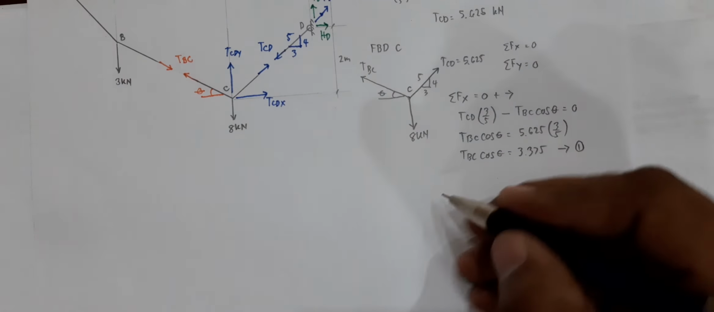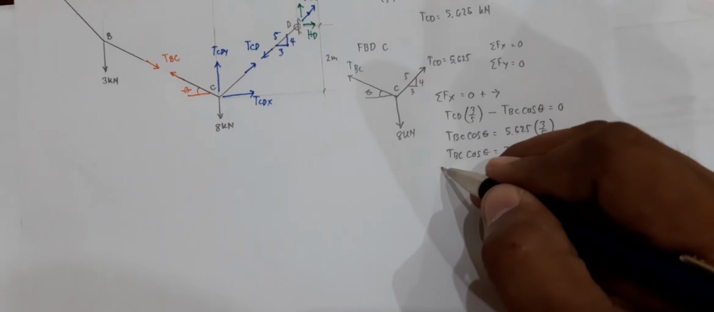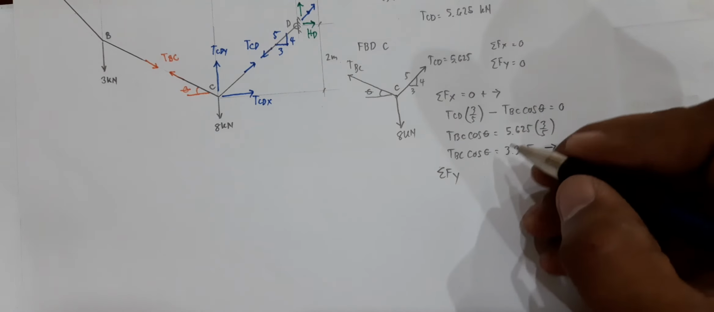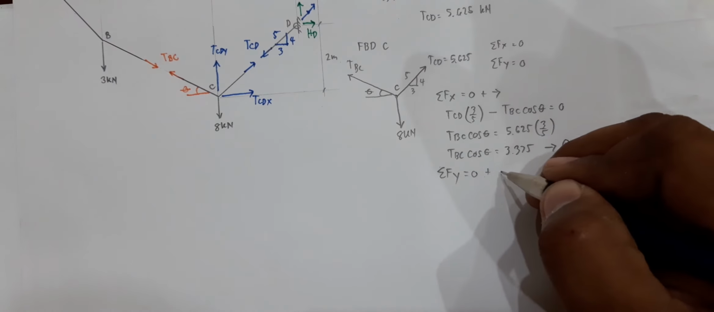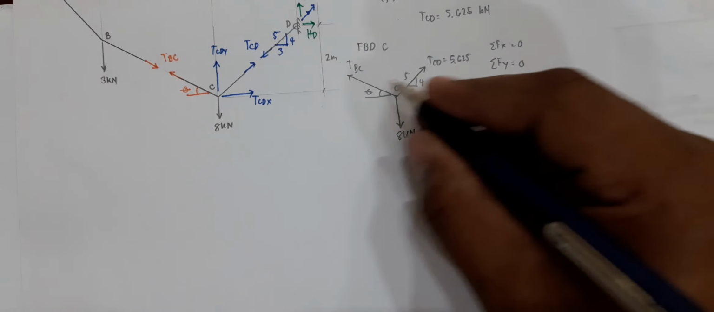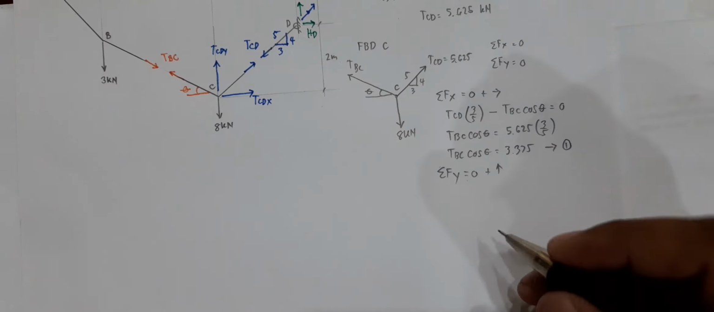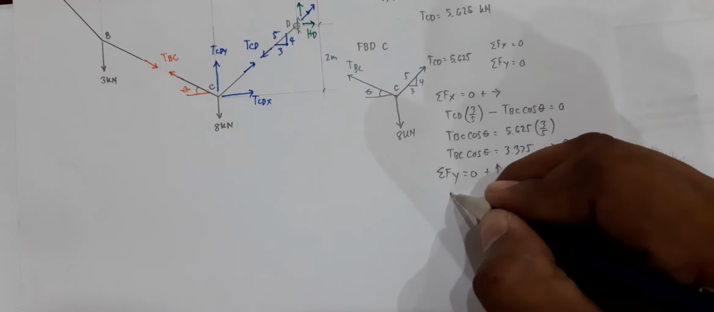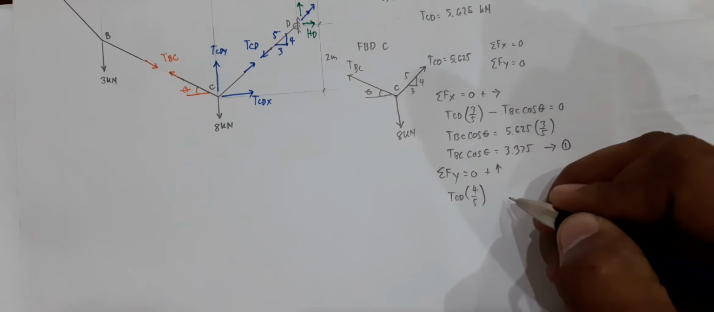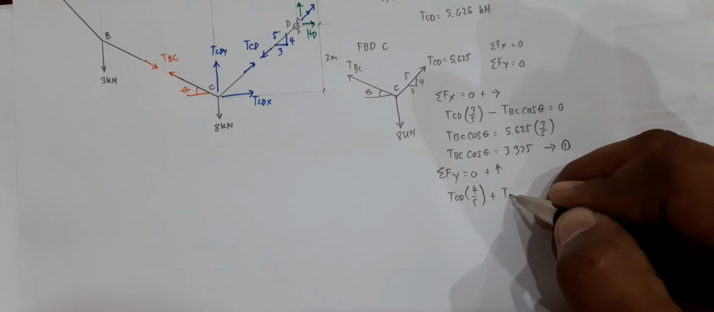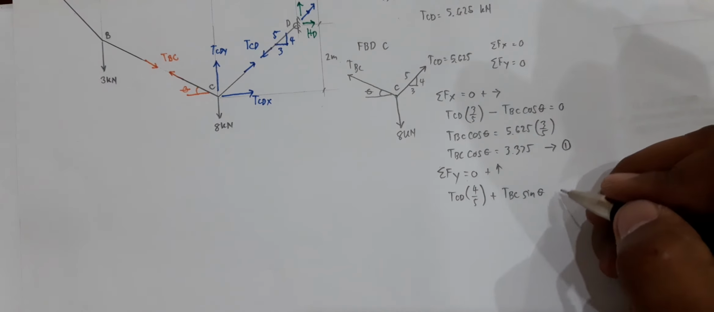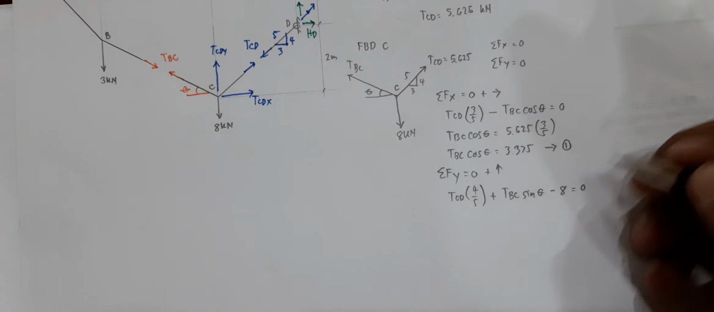Okay, next, taking summation of forces along the y-axis is equal to 0. Let's take positive upwards. So on the upward direction you would have these two, and then on the downward you have 8. So upward you have here TCD, vertical component is 4 over 5. Next, plus you have TBC, vertical component is sine of theta, and then minus 8. That would be equal to 0.